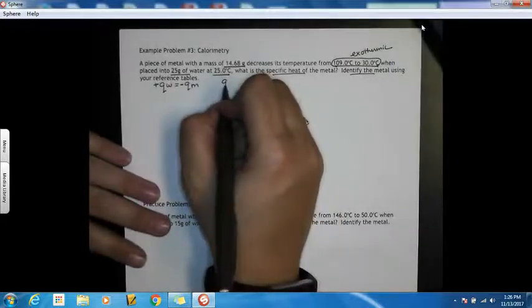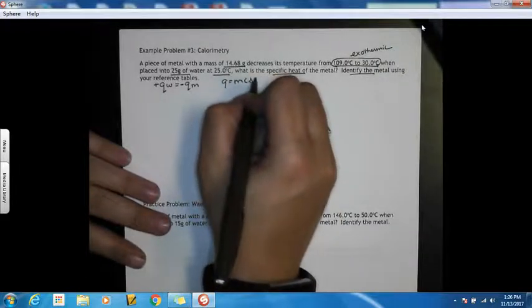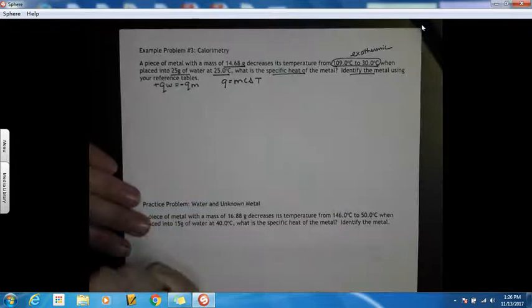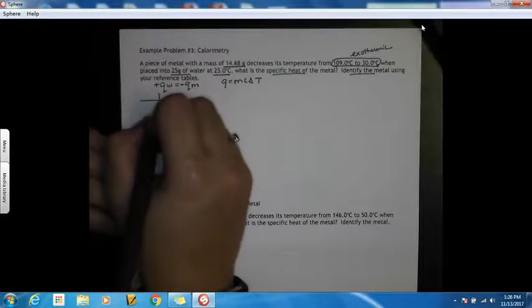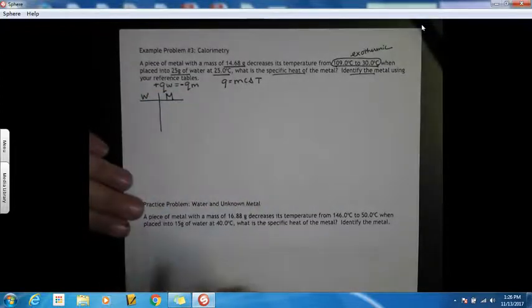We also know that Q is equal to mc delta T. So we have a lot of numbers here. So let's make a chart and organize our information. Right? So let's call this side water and this side the metal.